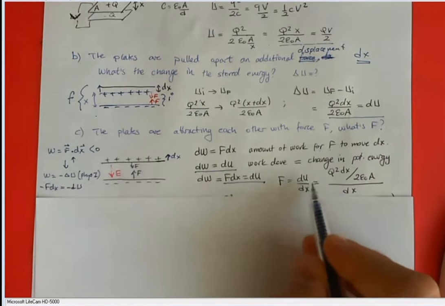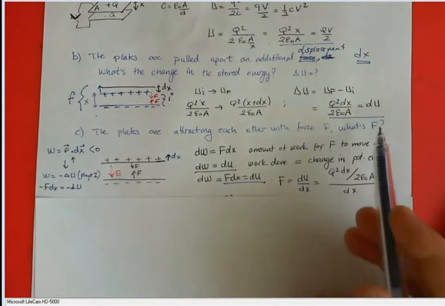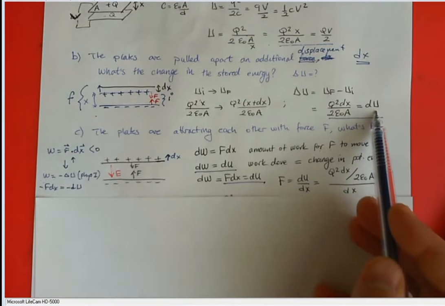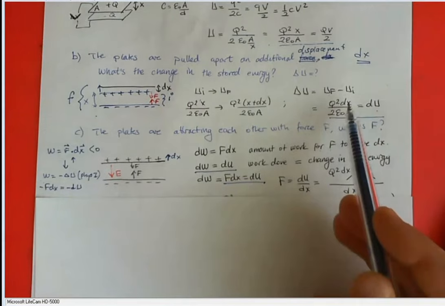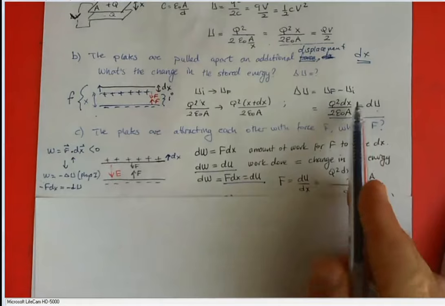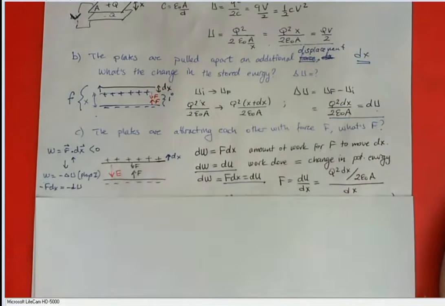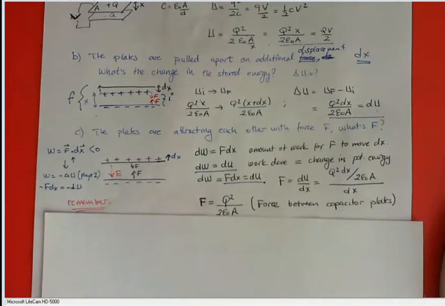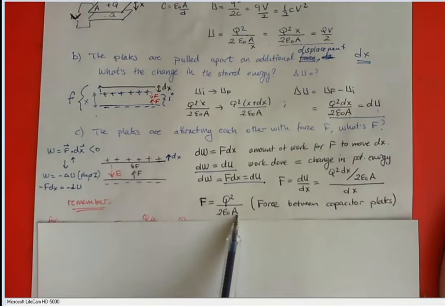And F is basically the change in the potential energy divided by dx. So we know from the previous part what dU, the change in the potential energy, is. So if we divide by dx, that's what we find. So the dx cancels out. So dU is this guy divided by dx, and dx cancels out. And the force is Q squared divided by 2 epsilon 0 A.